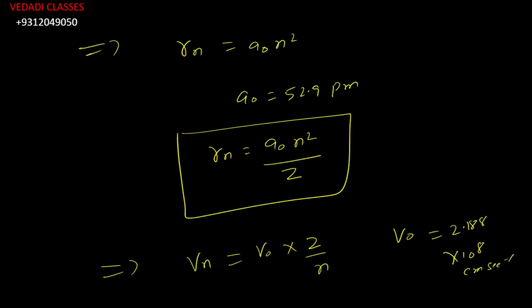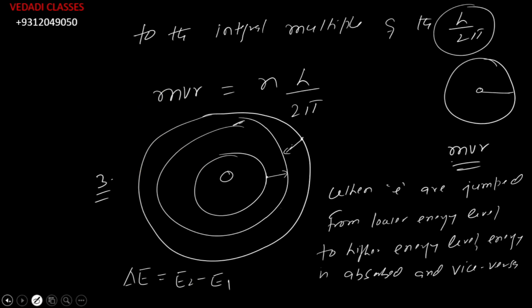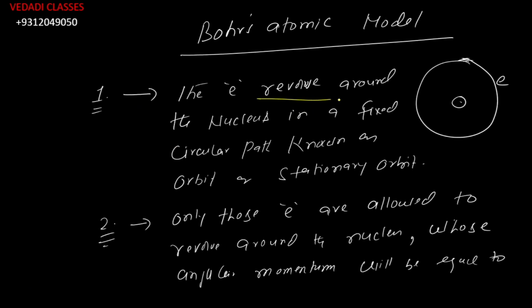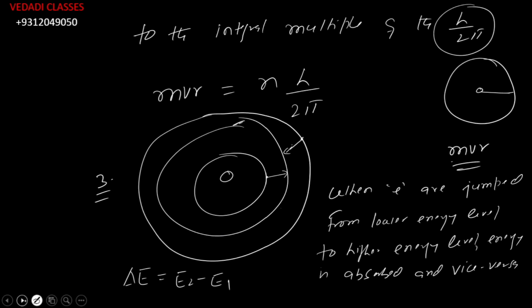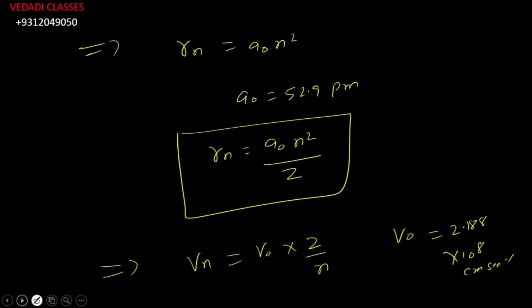Finally, as Rutherford told, the electron revolves in a fixed circular path. Since it revolves in a fixed circular path, it is a stationary orbit, and it is also quantized. Fixed means quantized. So he used such types of words. All of this is good, but as you know, there are some drawbacks everywhere. There are some drawbacks in Bohr's atomic model.